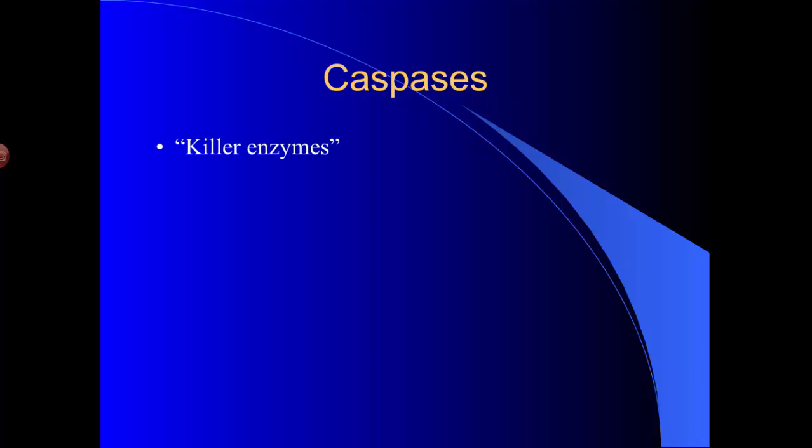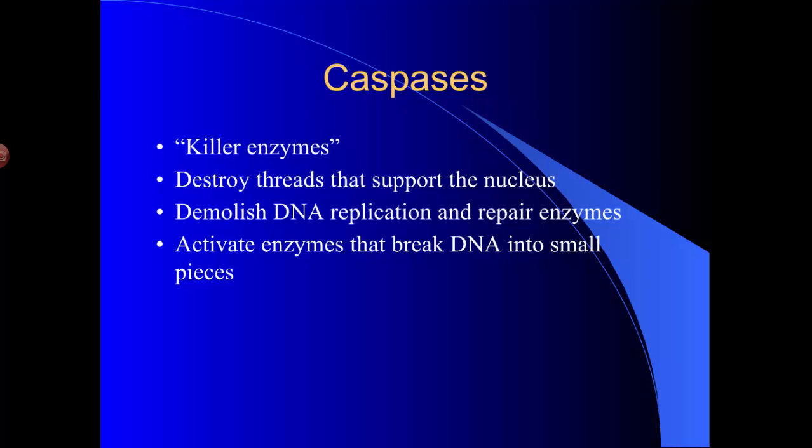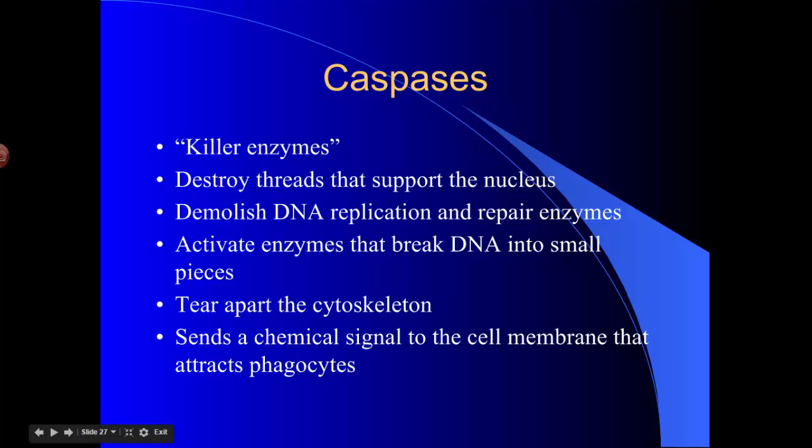So caspases are so-called killer enzymes. They destroy the cytoskeleton. They're designed to break down the proteins that make the microtubules. They destroy DNA replication and repair enzymes. So they're proteases. They're enzymes that destroy proteins. Okay? They also, when they're present, can activate enzymes that destroy DNA, DNases or ribonucleases, deoxyribonucleases. They tear apart the cytoskeleton and allow the cell to sort of digest itself from the inside.